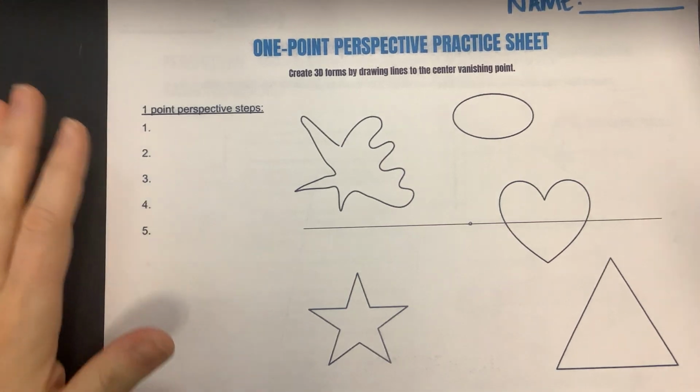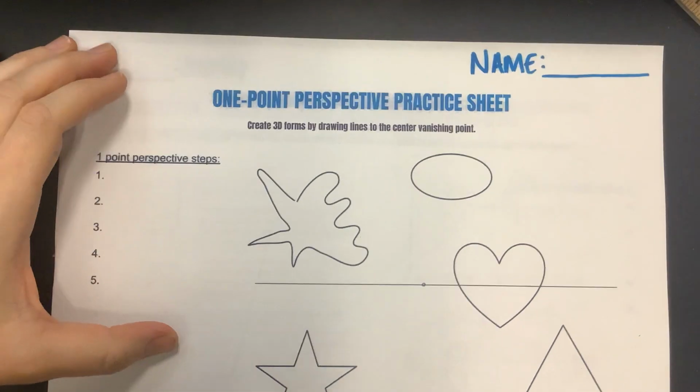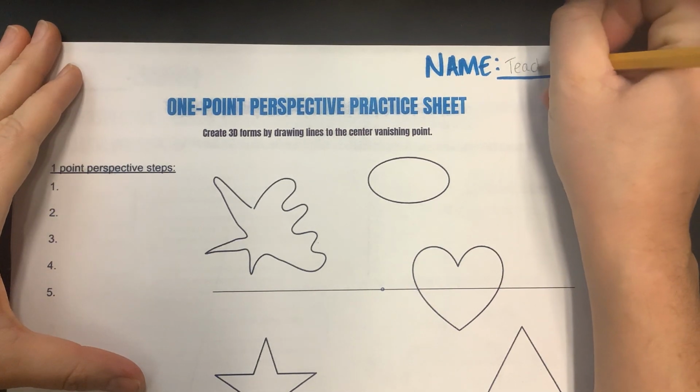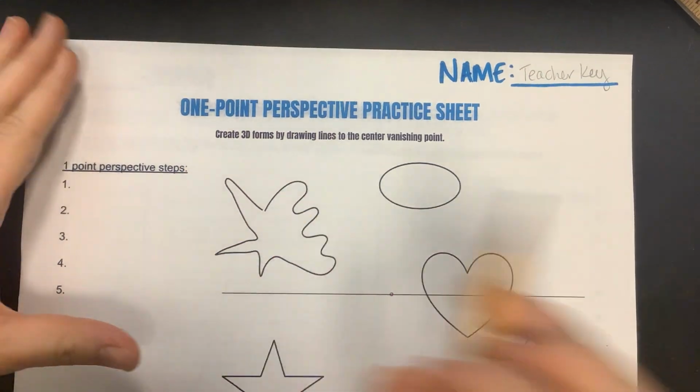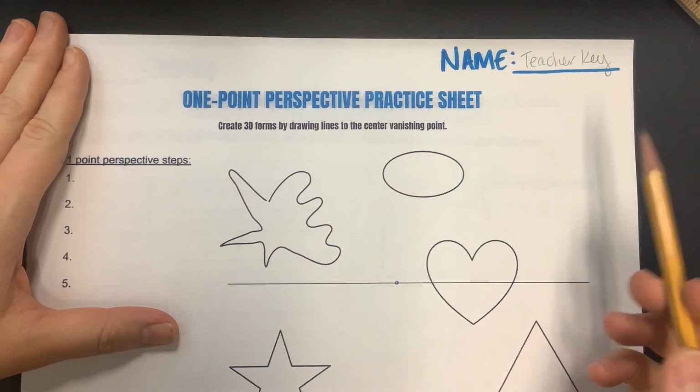Today we're going to be learning about 1-point perspective. So you do need your ruler and you need your pencil. And please just start by putting your name up at the top. So I'm going to write mine as the teacher key. Okay, make sure you're on the 1-point perspective practice sheet side. And what we're going to be doing is creating 3D forms by drawing lines to the center vanishing point.